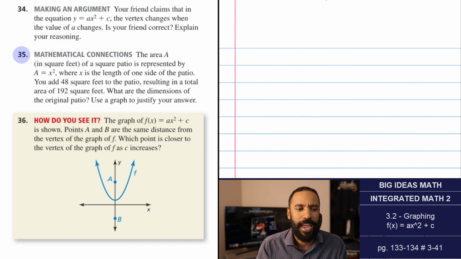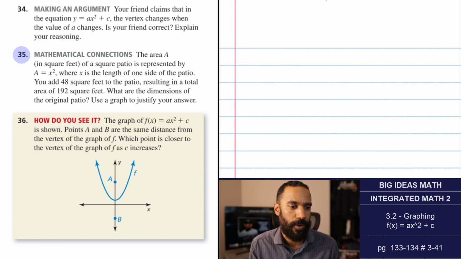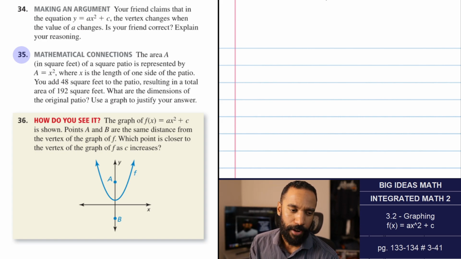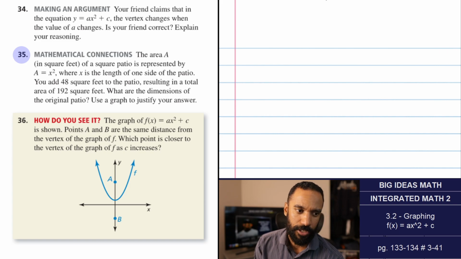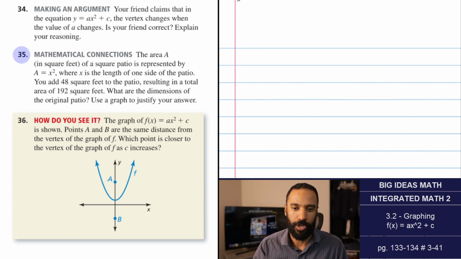Number 35, the area A in square feet of a square patio is represented by A equals x squared, where x is the length of one side of the patio. You add 48 square feet to the patio, resulting in a total area of 192 square feet. What are the dimensions of the original patio? Use a graph to justify your answer.